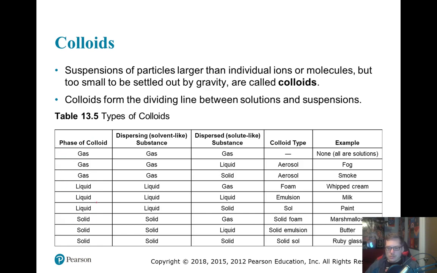Okay, and there's always two parts to it. There's the dispersing substance, or the thing that's solvent-like. Notice that it's not actually a solvent. We define it as solvent-like because it's the thing that's more abundant. Okay, and then there's also the dispersed substance, or the thing that's solute-like. All right, and we can see that we can combine these things, so gas, liquid, gas, solid, and then flip-flop them, and we get different types of colloids.